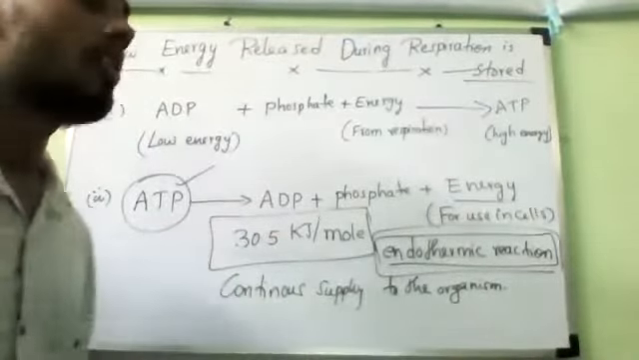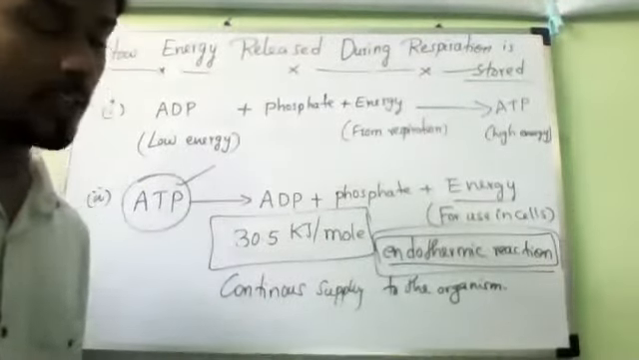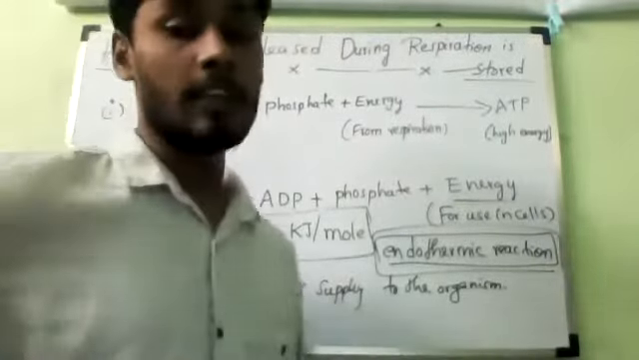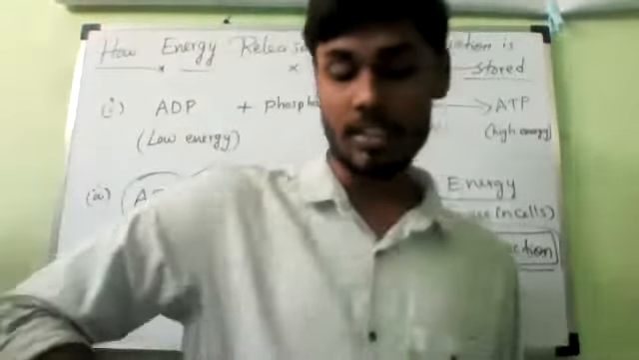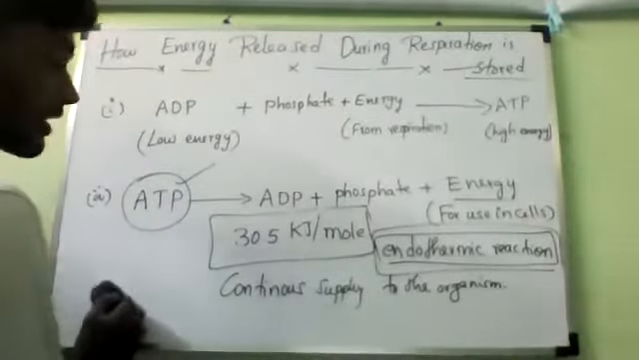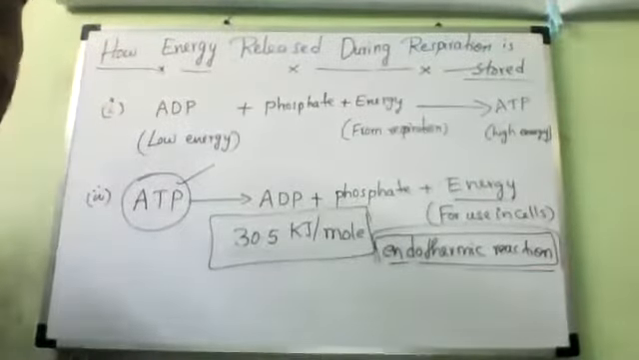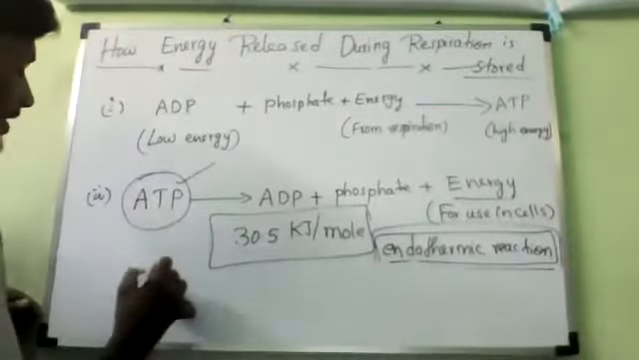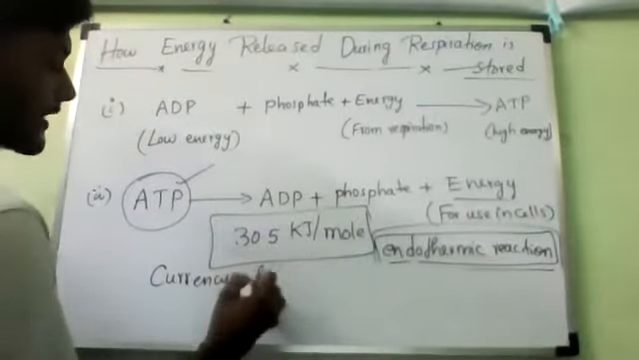So that is why we have given a name for this ATP. Does anybody know what name we give for this ATP? Don't know? It is known as the currency of the cell. Energy is currency. Known as currency of the cell. Note it down.